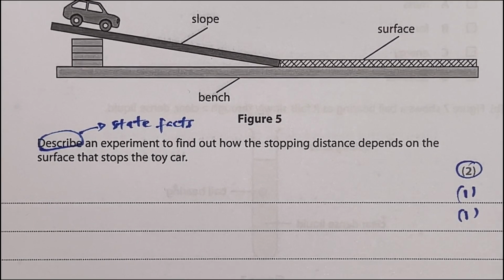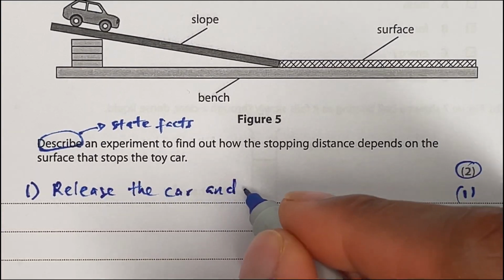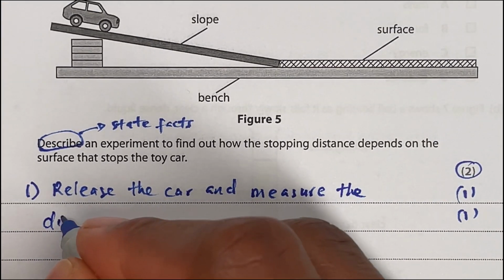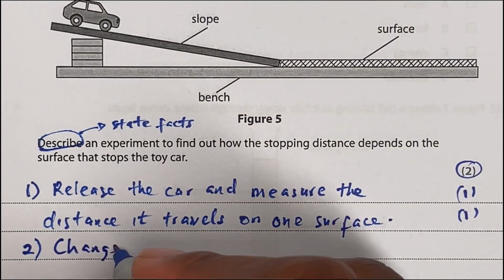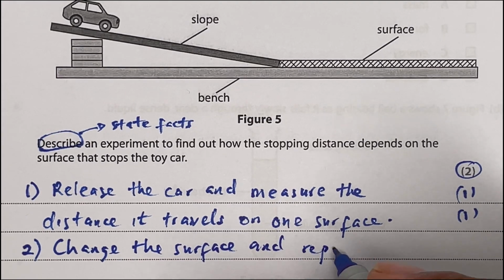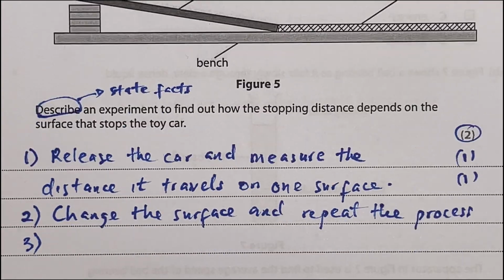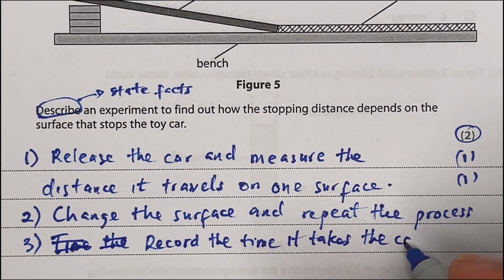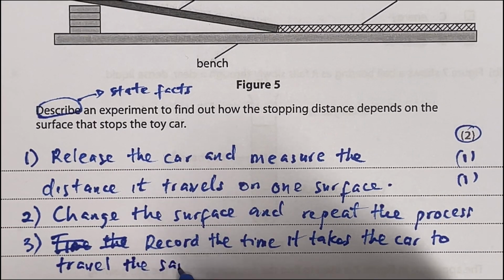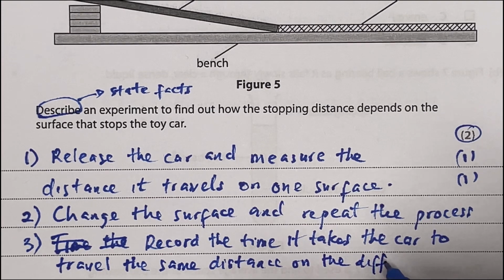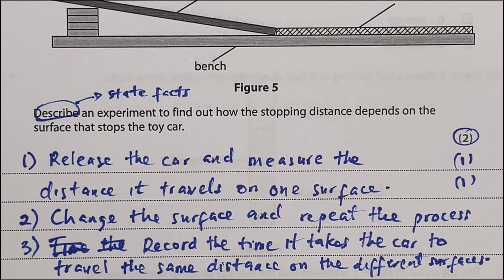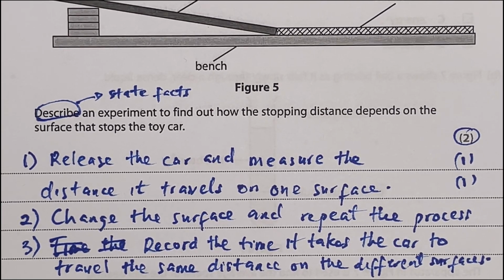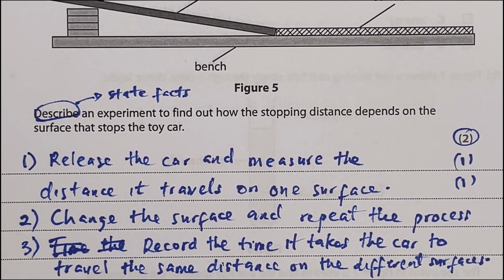I would need to, 1, release the car and measure the distance it travels on one surface. Secondly, because I'm changing the surface, change the surface and repeat the process. My last point would be, I need to record the time it takes the car to travel the same distance on the different surfaces. So that would be my investigation. Release the car, let it go down the slope, then change the surface, repeat it again, and then record the time it takes for the car to travel down both surfaces. That will tell you how long it takes for the car to stop on the different surfaces.